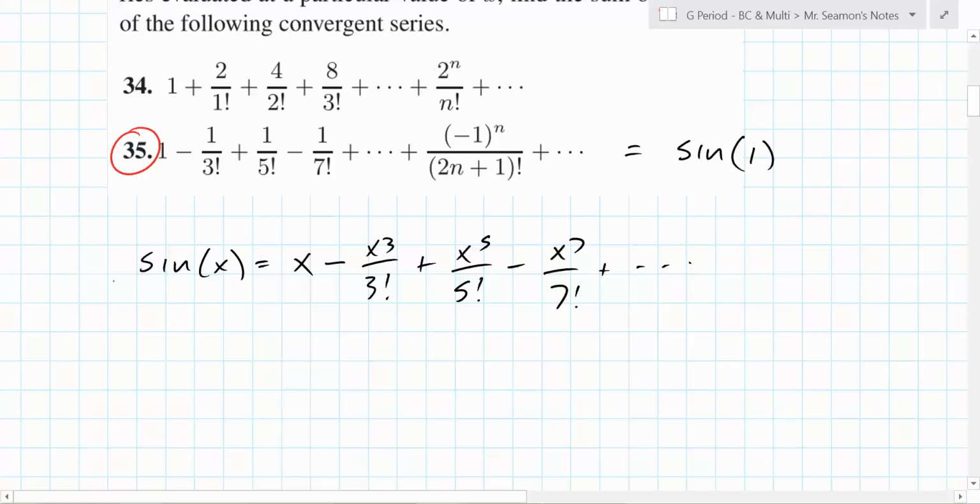Because what do you get? Plug 1 into this. Let x equal 1. What do you get? That. There it is. That is sine of 1. Do they expect you to know what the value is for the sine of 1? Question. Does that one make sense?